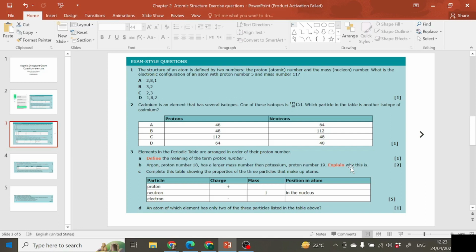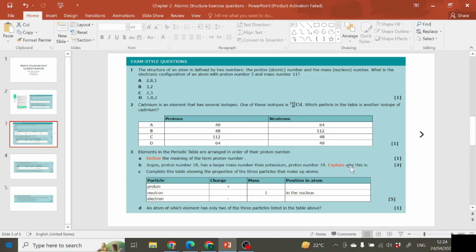And question 2: cadmium is an element that has several isotopes. One of these isotopes is cadmium 48, 112. 48 is proton number or atomic number, and 112 is mass number. Which particle in the table is another isotope of the cadmium? So the isotopes have the same atomic number or the proton number. So option C and option D are not, because 48 is not here.